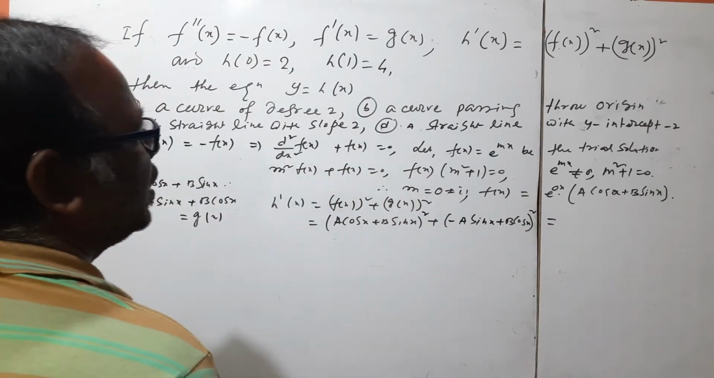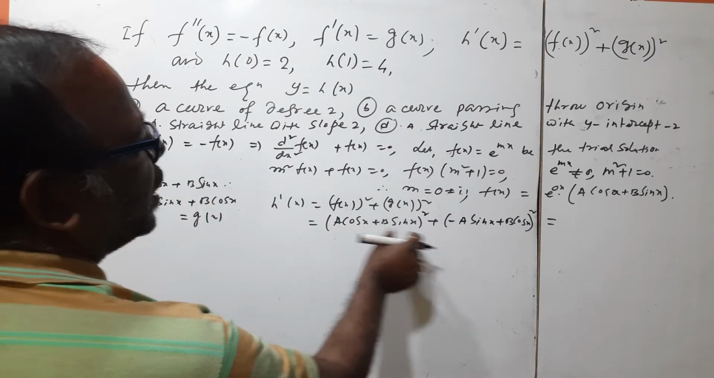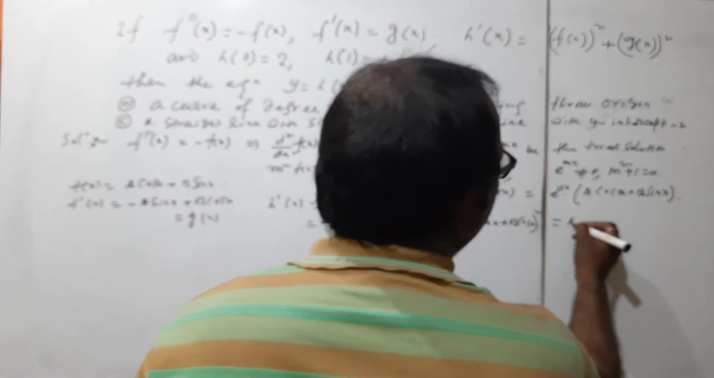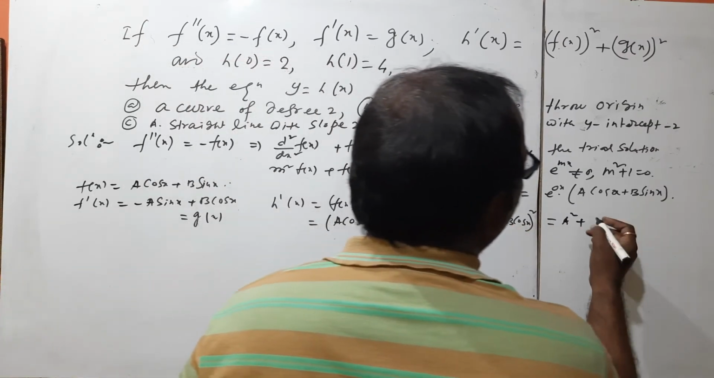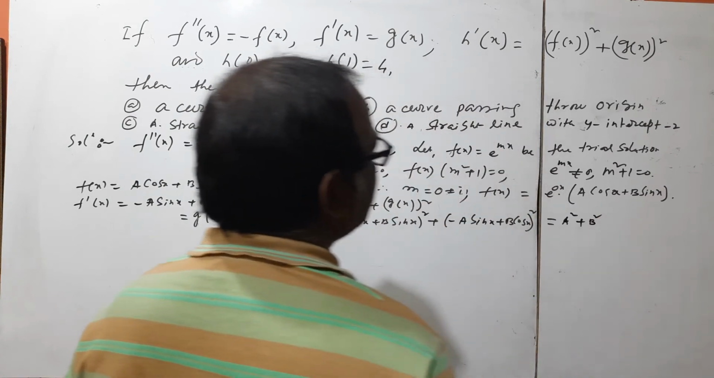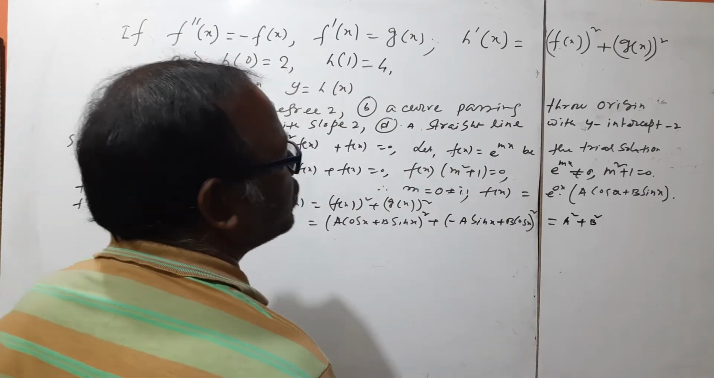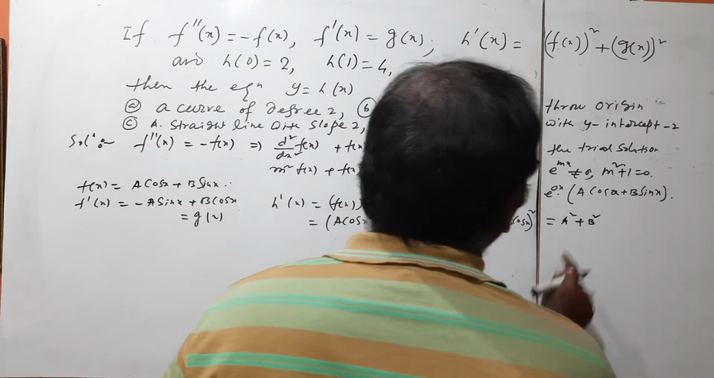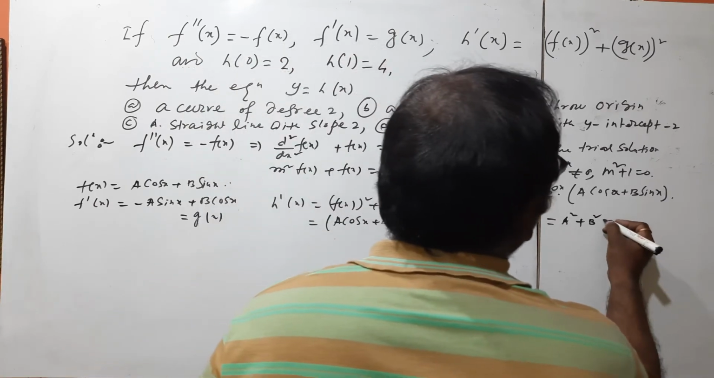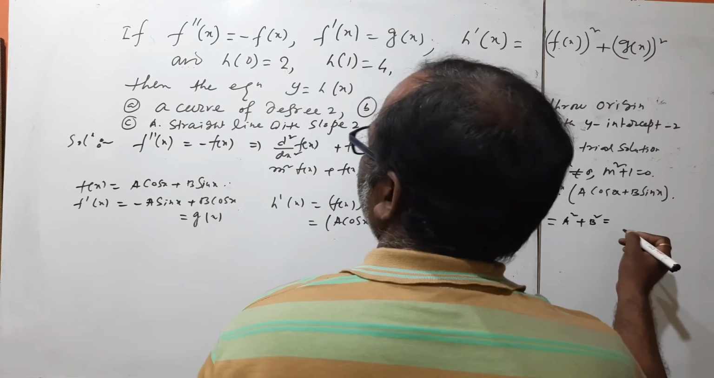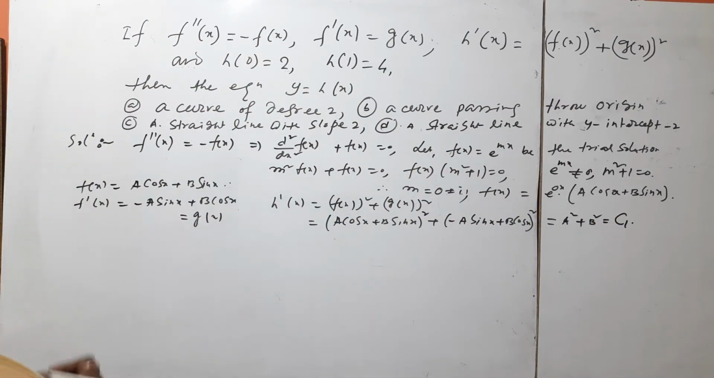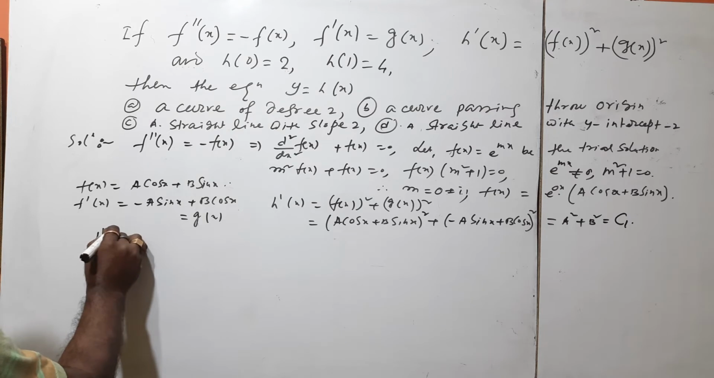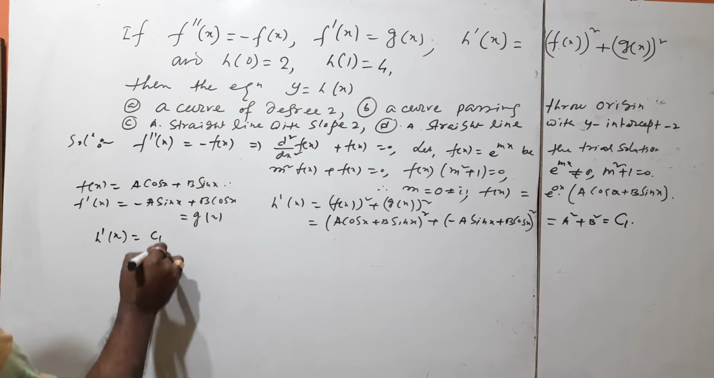If we simplify, a square cos square plus a square sin square gives a square, and b square sin square plus b square cos square, taking b square common, gives b square only. Twice ab and minus twice ab cancel out, so we get only a constant. Let us assume this is c1. So h dash x is equal to c1.